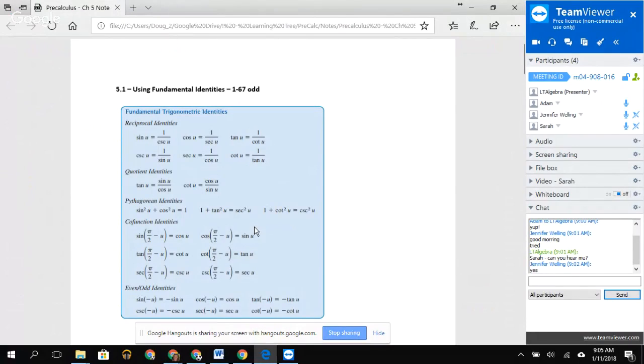Nothing like starting off back to math, back with a bunch of properties on a screen, right?